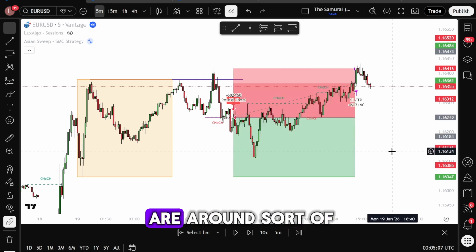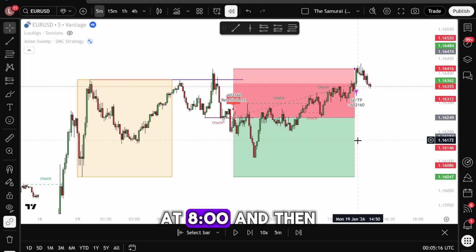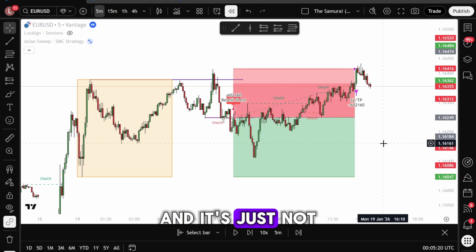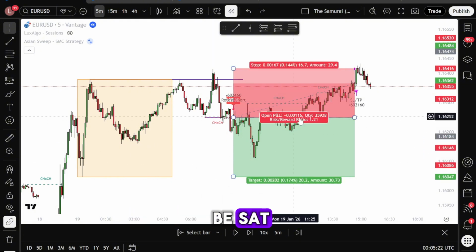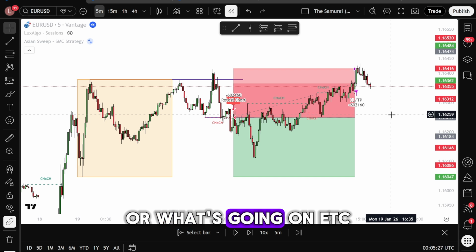Most of our trades are around 30 minutes to 3 hours at most. As you can see, this trade was essentially held from early in the morning at 8 o'clock all the way through until mid to late afternoon. And it's just not ideal market conditions. You don't want to be sat checking your phone constantly throughout the day to see if you're still in a trade or what's going on.